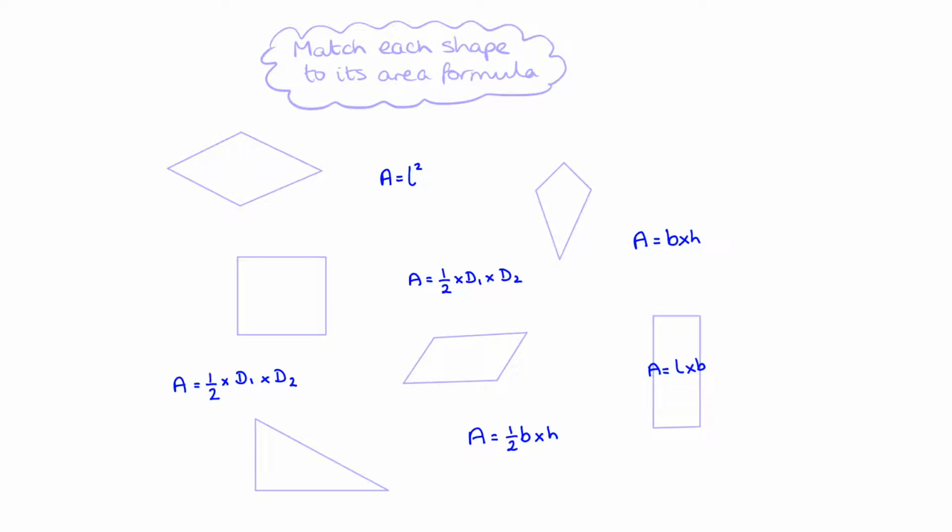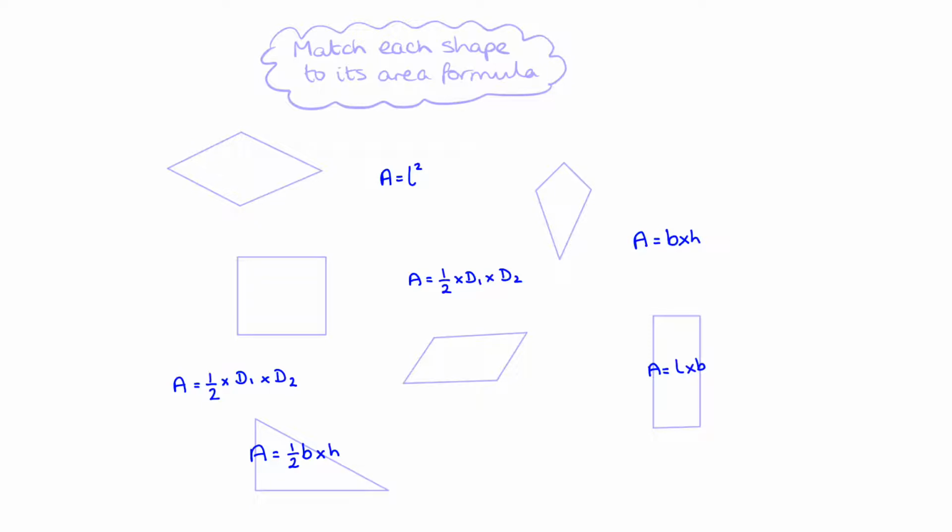Okay, next one. Let's say the triangle. Which formula out of the ones that are left is a triangle formula? Well, we know it involves a half, but no D's involved in a triangle formula. So it's this one, isn't it? Half base times height. So let's put that one with the triangle.